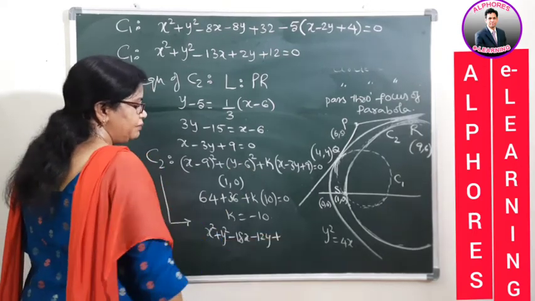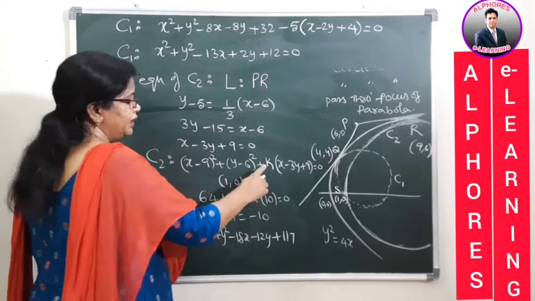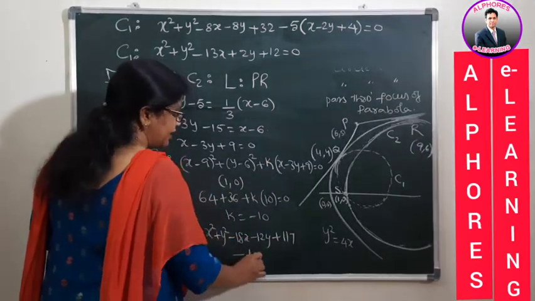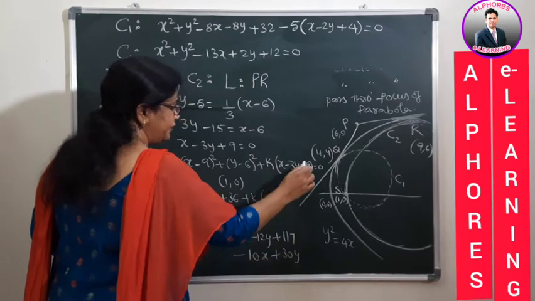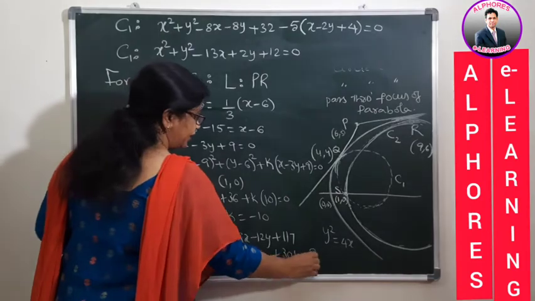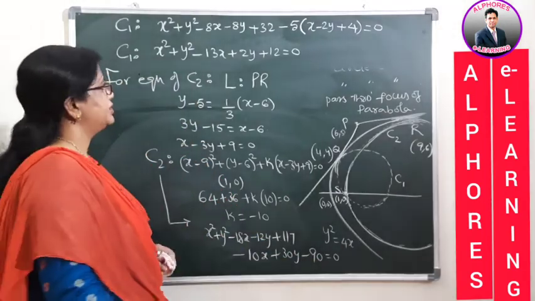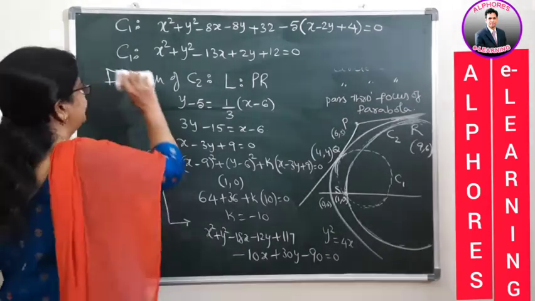So 81 plus 36 means 117. Okay. And after that here you are substituting minus 10. Hence it is minus 10x and next value plus 30y and next value it is minus 90. Okay, is equal to 0. So once we got this equation, students, now clearly let us write what is circle C2 also.